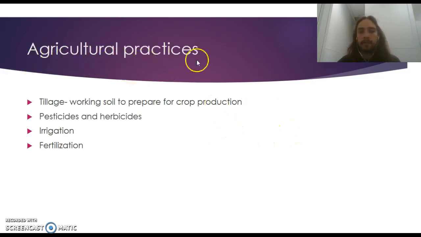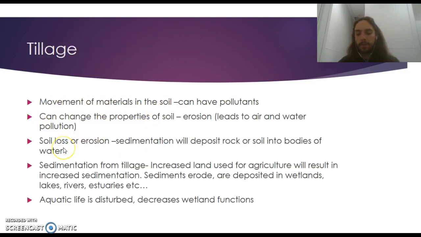So, some agricultural practices we'll talk about are tillage, which is working the soil to prepare for crop production. We talked about tilling quite a bit. The birds in the California marshlands that they till, and then just humans do it all the time. We're going to talk about pesticides and herbicides, irrigation, and fertilization. So all these things should be a little bit of renewal. You've already learned about these a little bit.